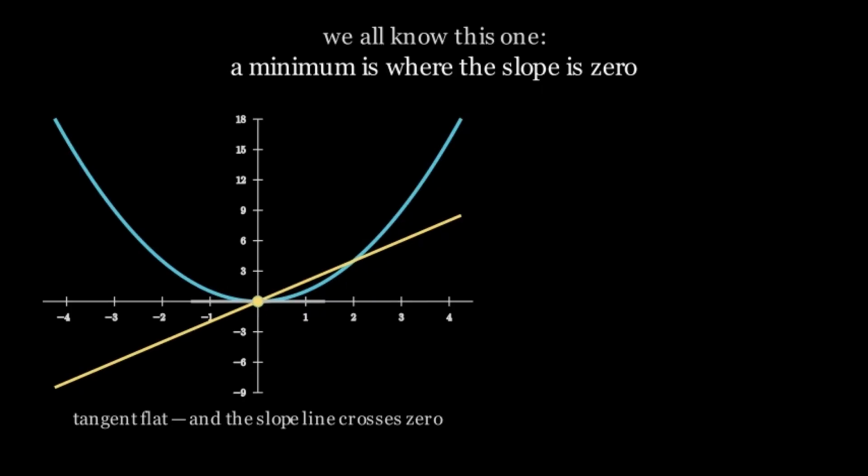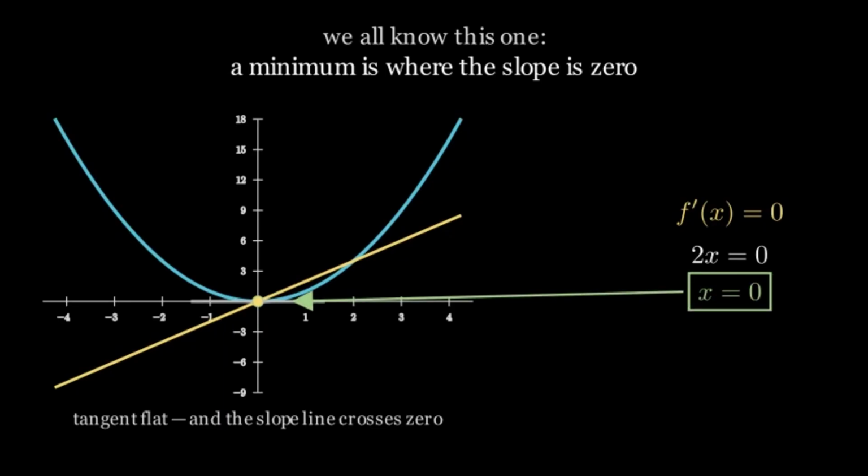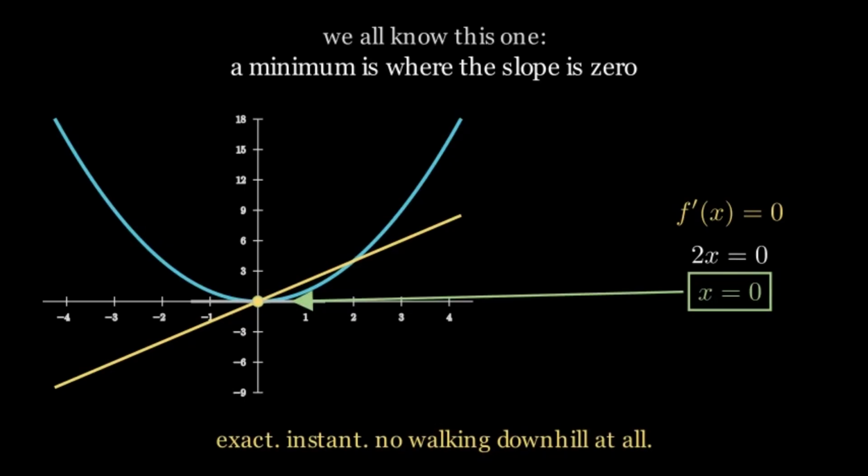So we don't have to walk anywhere to find it. We can just ask where the derivative equals 0 and solve. F prime of x equals 0, 2x equals 0, so x equals 0. And there it is, exactly the spot we have spent the last few minutes carefully creeping toward. Exact, instant, one line of algebra and no walking downhill at all.